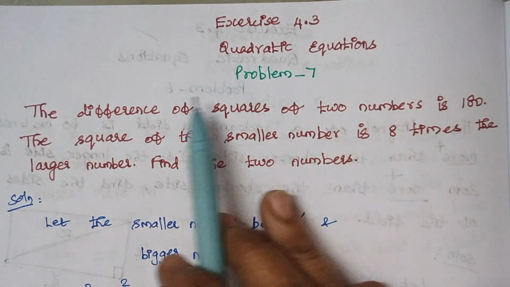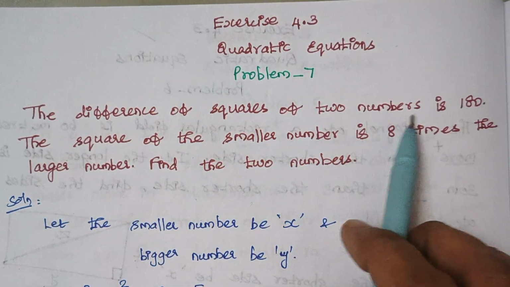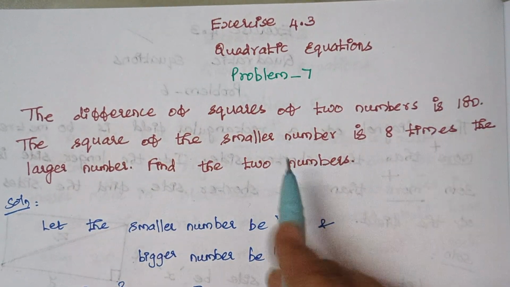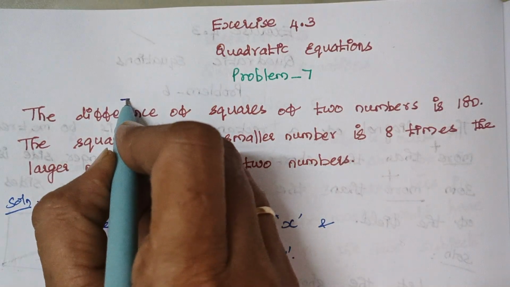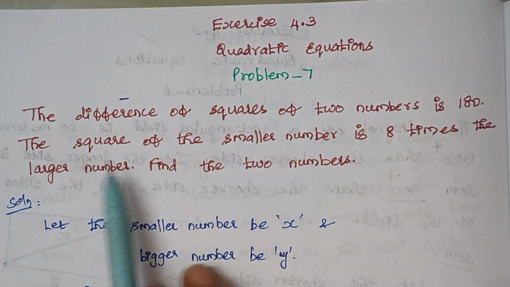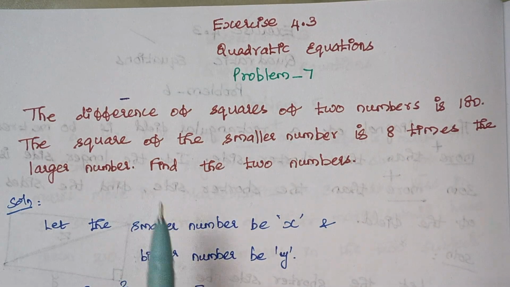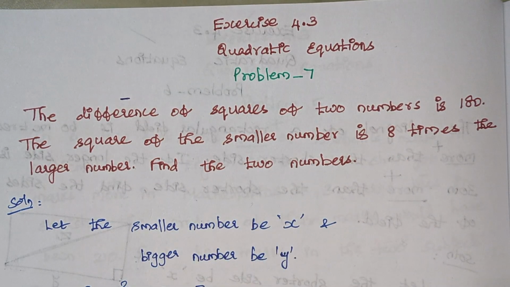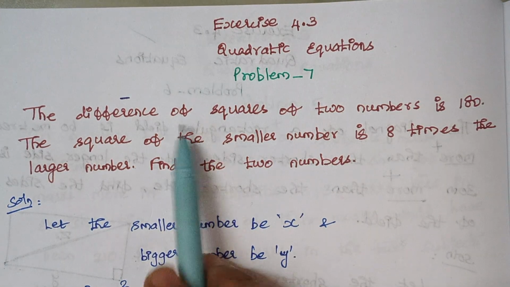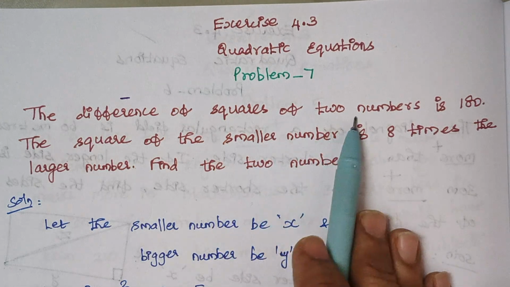The problem is: the difference of squares of two numbers is 180. Here, the difference refers to the minus sign. Then the square of the smaller number is 8 times the larger number. Find the two numbers. So here we have to find two numbers. The hint which is given is the difference of squares of two numbers.